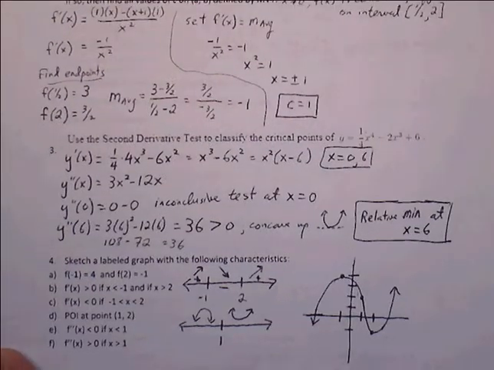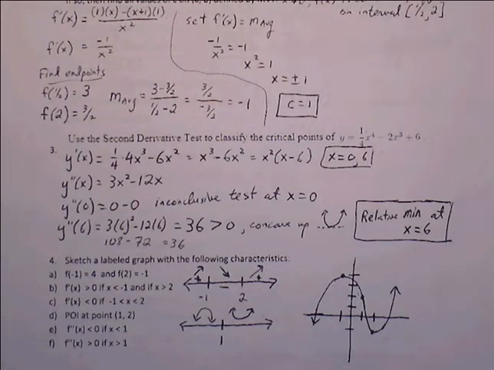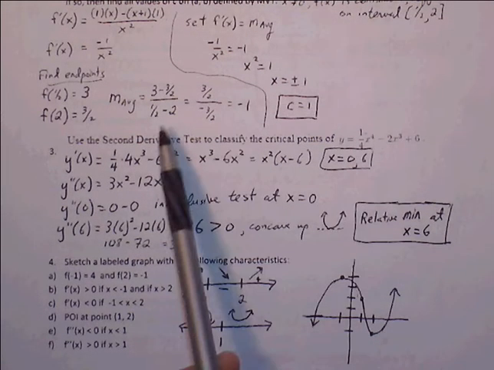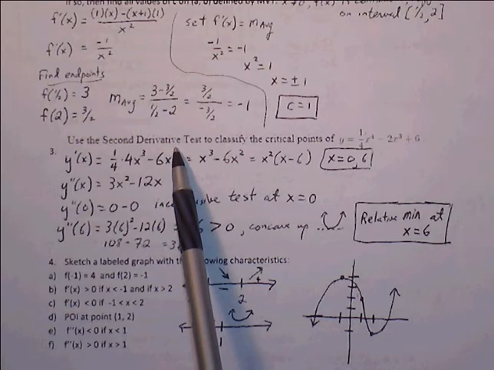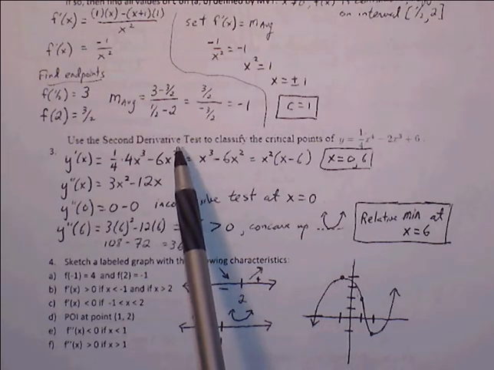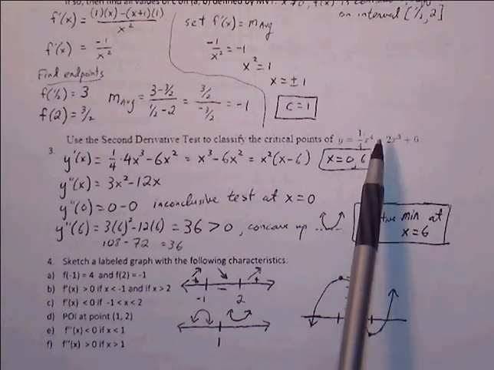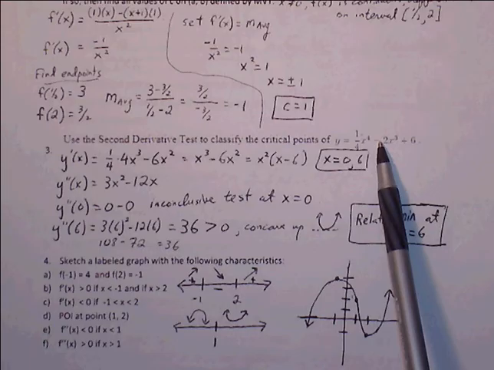All right, number 3, use the second derivative test to classify the critical points as relative max or relative min. So remember, the second derivative test is using the second derivative function to determine whether a critical point is a relative max or relative min. So the steps that we take is we need to first find critical points from f prime.